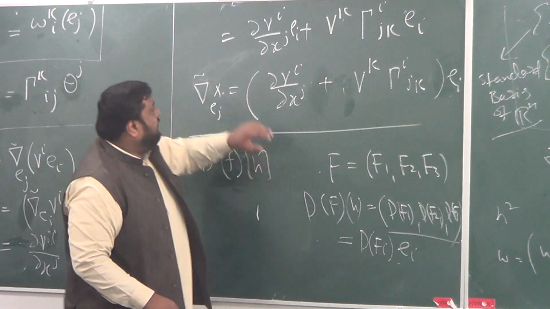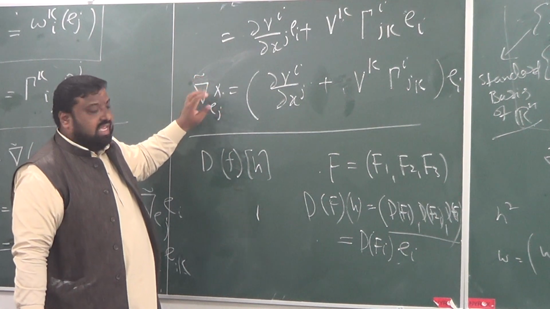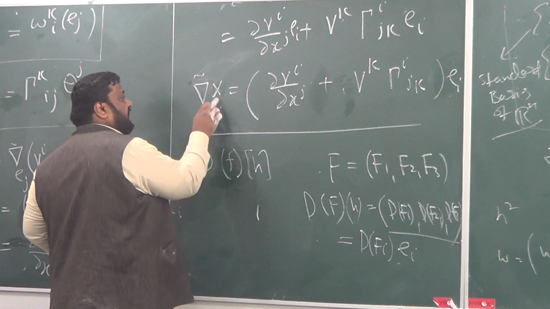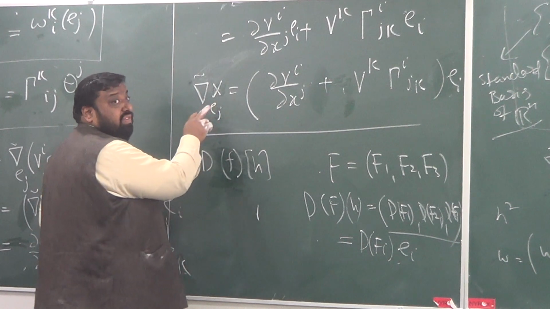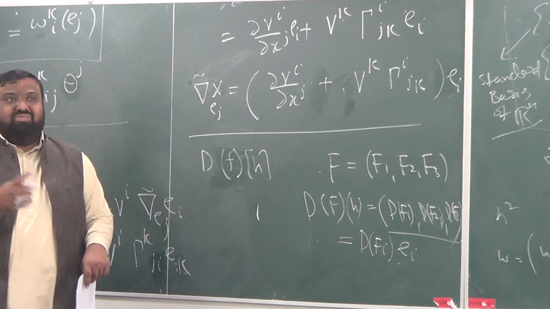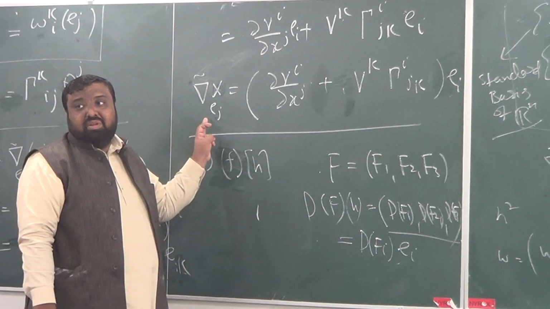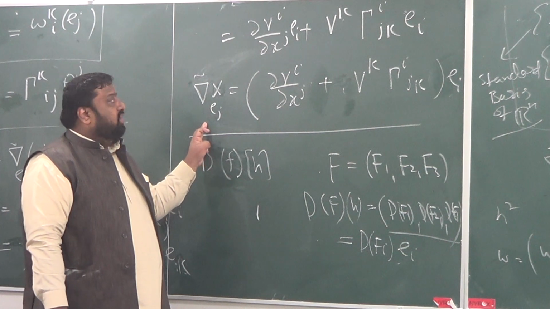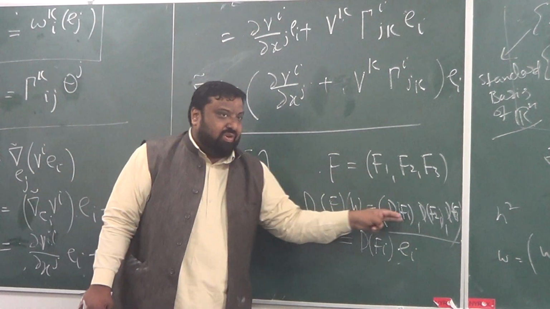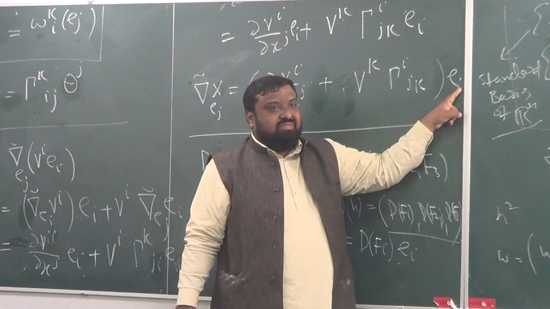So if I compare this expression with this, what do you see in common? My X is like a vector field, and I am computing its derivative in the direction of e_j, and the e_j are not necessarily the standard orthonormal basis of Euclidean space. But if you take them as the standard orthonormal basis, you take the components of X the way we took the components of f, differentiate them, and multiply them with the unit vector.